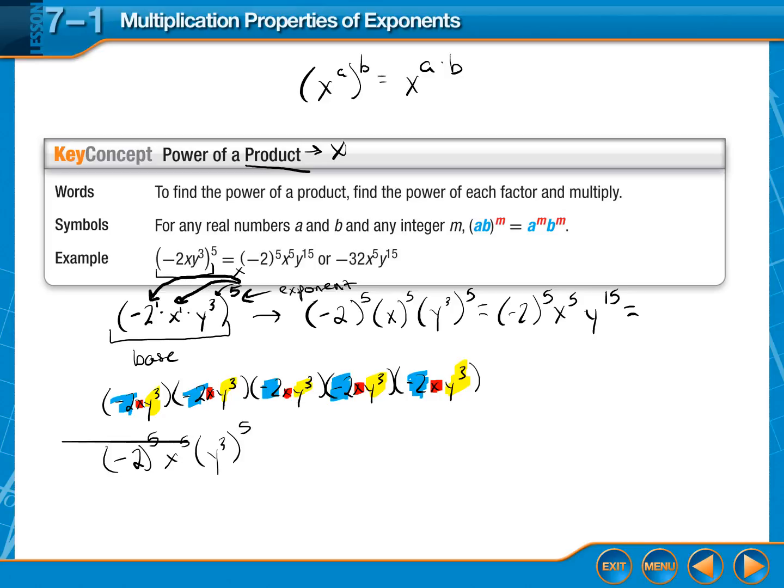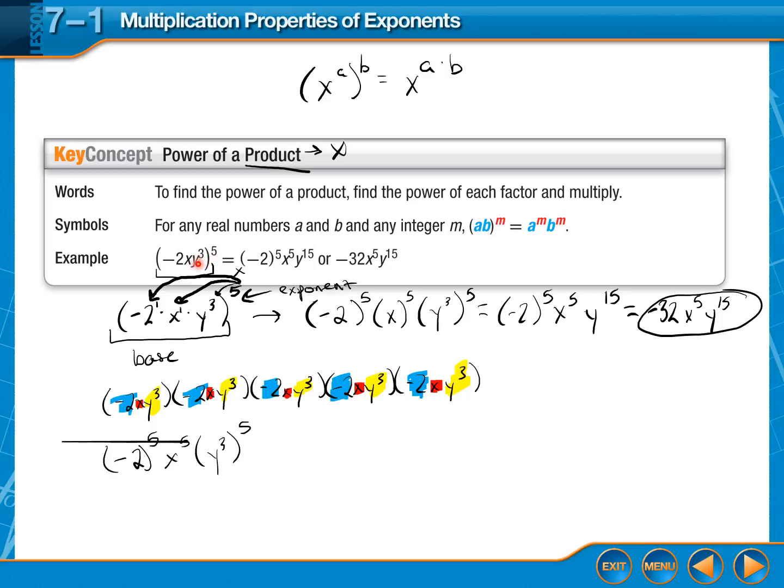And if you wanted to simplify negative 2 to the fifth, you would get negative 32, x to the fifth, y to the 15th. Okay, so with a product, we have to remember to share that exponent with the entire product. What a lot of people end up doing is they do the variables, x to the fifth, y to the 15th, but they forget to share that 5, or whatever that power is, with the coefficient, or the number there.